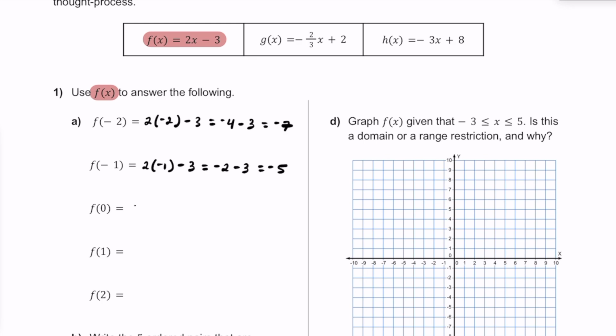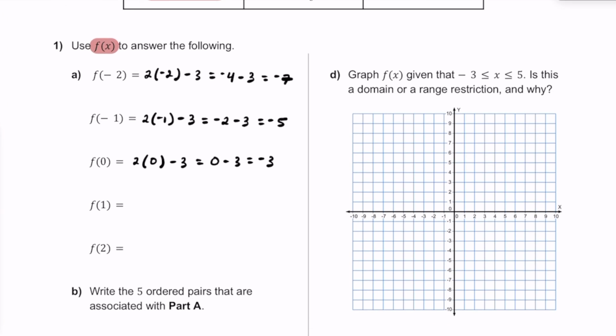Then for f of 0, it's going to be 2 multiplied by 0 minus 3. So 2 times 0 is going to be 0. So we have 0 minus 3. That's going to be equal to -3. Next, we have f of 1. So that's going to be 2 multiplied by 1 minus 3. 2 times 1 is going to be 2, so we have 2 minus 3, and that's going to be equal to -1. And then finally here we have f of 2, so we have 2 multiplied by 2 minus 3. 2 times 2 is going to be 4, so 4 minus 3, that's equal to 1.